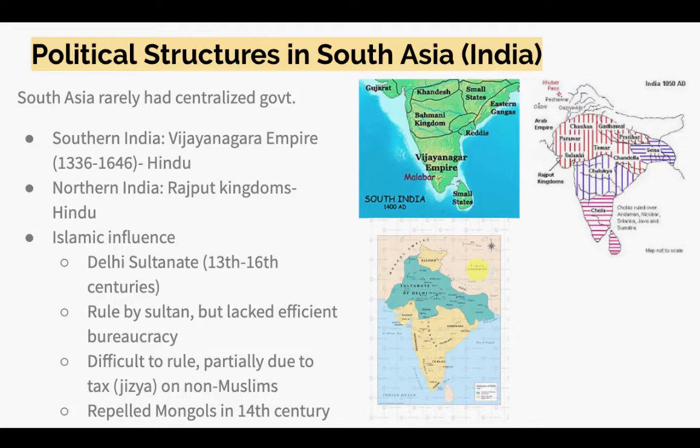You might remember from our previous chapter that Muslims generally did not tax what they called people of the book, or dhimmis, and those were Jews, Christians, and Muslims. But when Islam arrived in India, Hindus were not seen as people of the book because Hinduism is a polytheistic religion and does not worship the same God as Jews, Christians, and Muslims do.